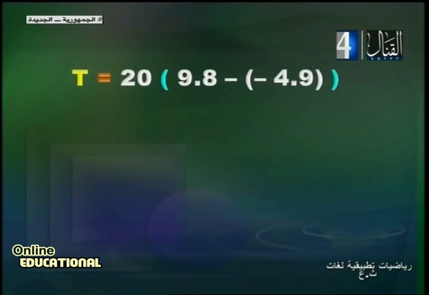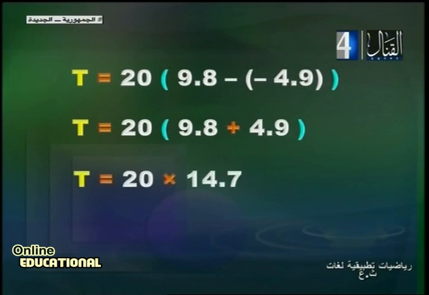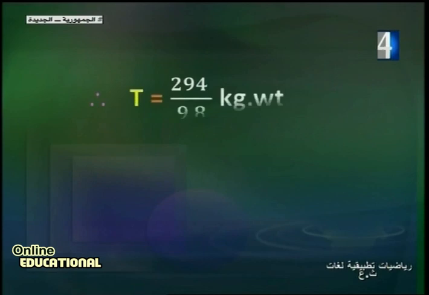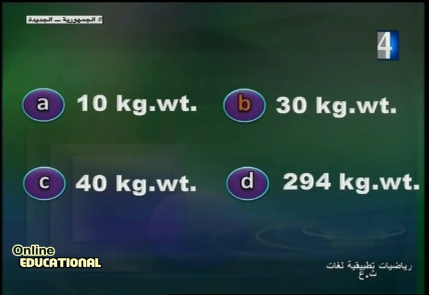T equals 20 multiply 9.8 plus 4.9. Then T equals 20 multiply 14.7, which equals 294 Newton. Now that is the apparent weight in Newton. What is the value of T in kilogram weight? T equals 294 divided by 9.8 equals 30 kilogram weight. Then the apparent weight equals 30 kilogram weight, and we can choose letter B from the choices.